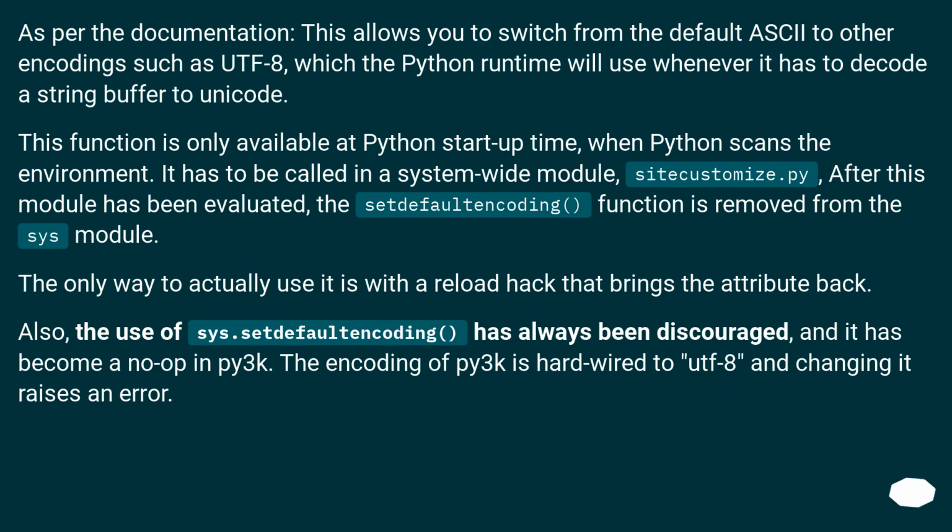As per the documentation, this allows you to switch from the default ASCII to other encodings such as utf-8, which the Python runtime will use whenever it has to decode a string buffer to Unicode. This function is only available at Python startup time, when Python scans the environment. It has to be called in a system-wide module, sitecustomize.py. After this module has been evaluated, the setdefaultencoding function is removed from the sys module. The only way to actually use it is with a reload hack that brings the attribute back.